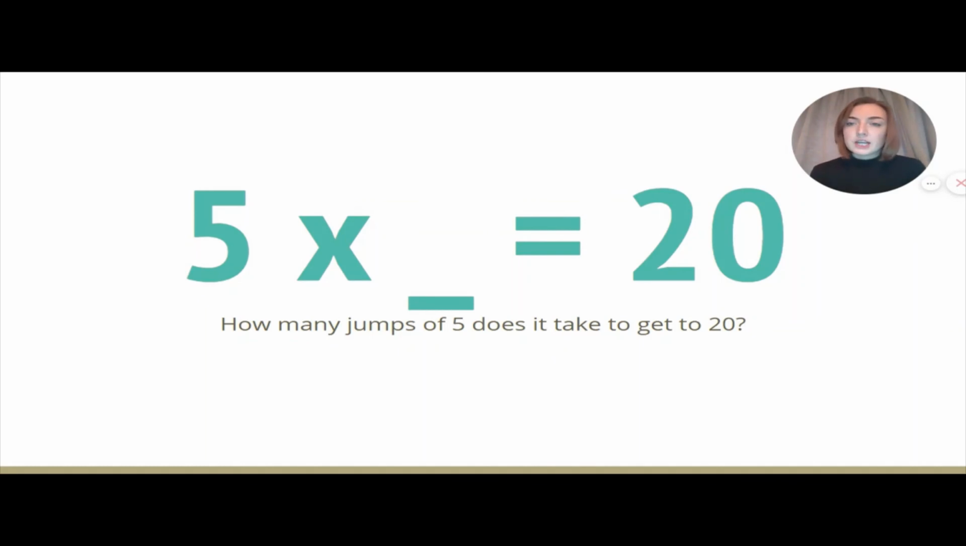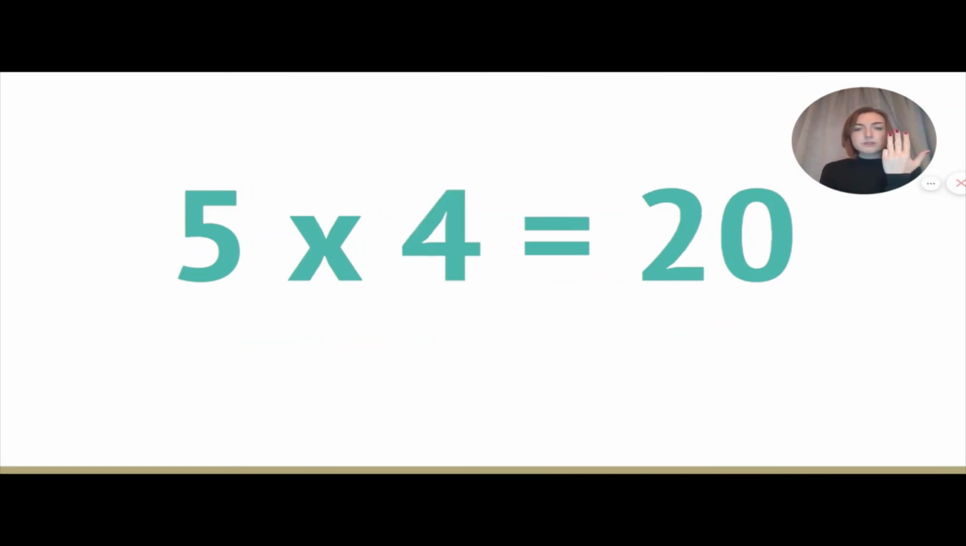Ooh, just like yesterday, now there's a missing number. 5 times blank is 20. How many times do I need to count in 5s to get to 20? I'm going to show you how I would do that. I'm going to use my fingers and do my skip counting until I get to 20. 5, 10, 15, 20. I've reached 20 and it took me 1, 2, 3, 4 jumps. If I was on my number line, I would see 4 jumps. So 5 times 4 is 20.